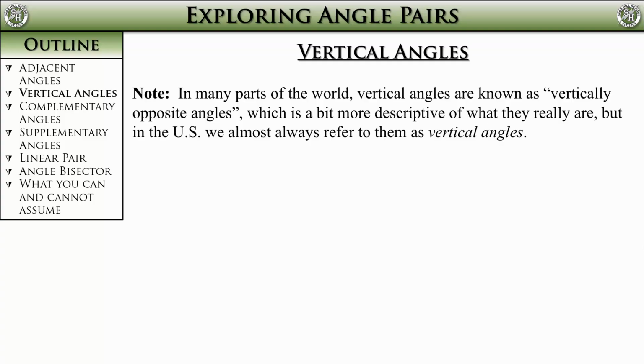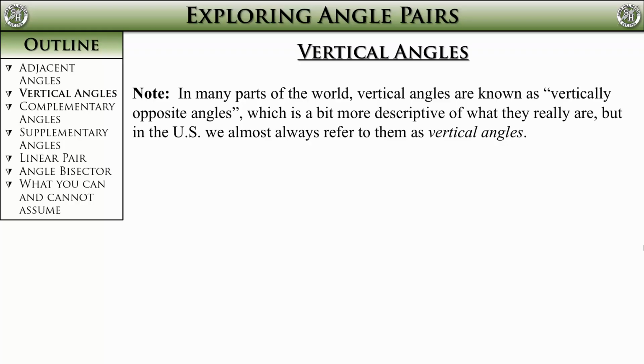Now we move on to another special and very useful pair of angles. Vertical angles. At least that is what we call them in the US. In many parts of the world, they are known as vertically opposite angles, which is actually a bit more descriptive of what they are, but we will be calling them vertical angles for this course.